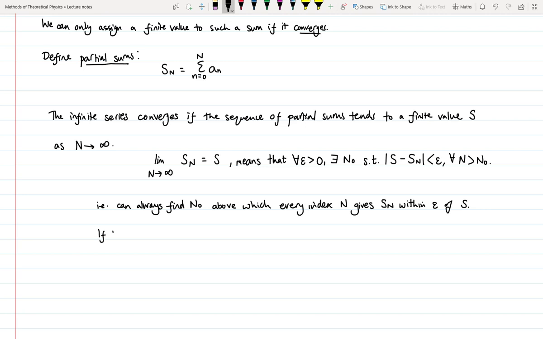So if this statement above holds, then the infinite series converges, and we define the value it converges to, S, is the sum from n equals 0 to infinity of these terms.